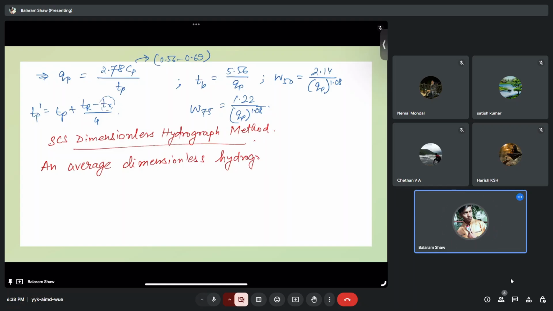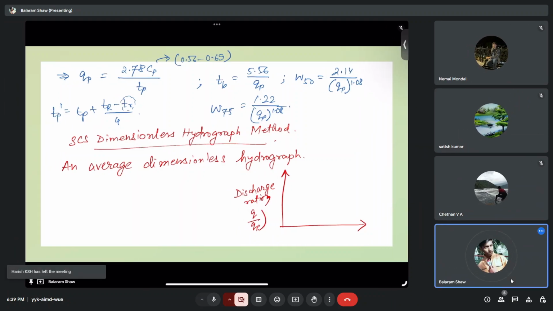As you can see, it is a dimensionless hydrograph. The dimensions for the x-axis and y-axis that we saw in the last class were discharge versus time, right? Here we are making those dimensionless. Hence we use the discharge ratio on the y-axis, which is given as q by Qp, and on the x-axis we use the time ratio, that is t by Tp.